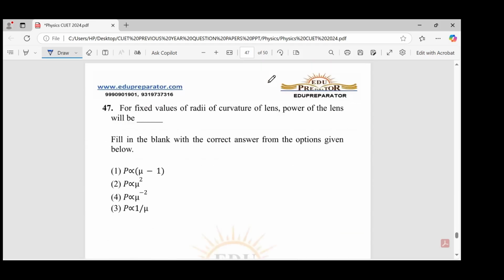47th question, we know power is 1 by focal length, and 1 by focal length is (n minus 1) times (1 by r1 minus 1 by r2). So without looking at left and right, you just combine them, you will get the first as the correct answer.